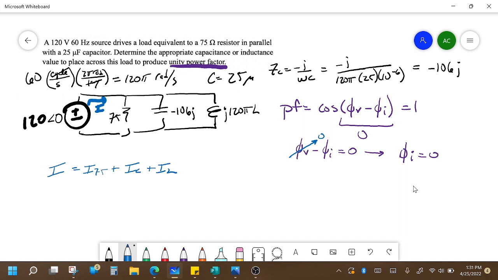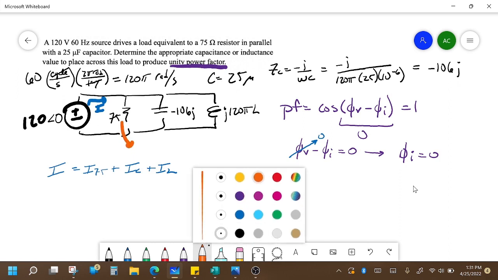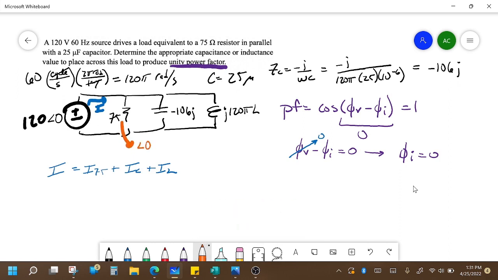It's going to be, you've got to think about what each value brings. For example, resistors always have an angle of 0, right? So that means the current through that resistor also has an angle of 0, especially since the voltage is at an angle of 0. Capacitors always have an angle of negative 90, and inductors always have an angle of 90.